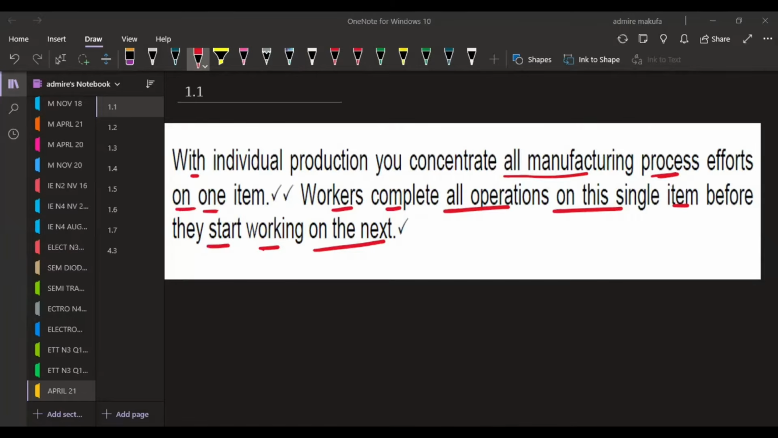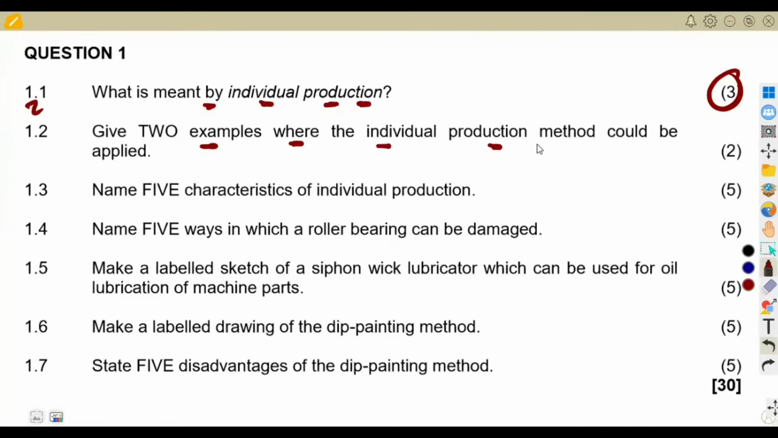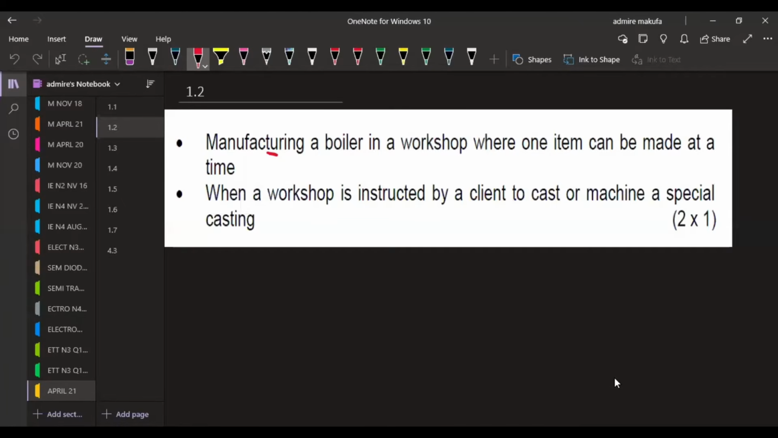All right, now they want you to list examples where the individual production method could be applied. Where exactly can we have this application? We can use this in manufacturing a boiler in a workshop, where one item can be made at a time. Or when a workshop is instructed by a client to cast or machine a special casting. On that condition, you just have to focus on one production.